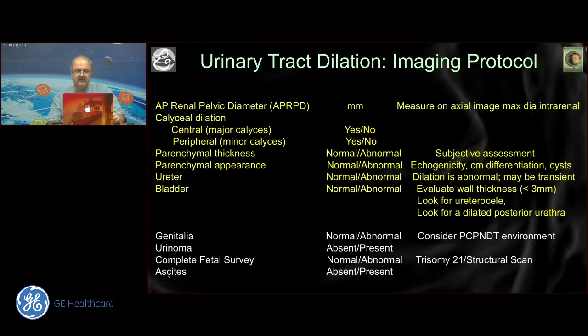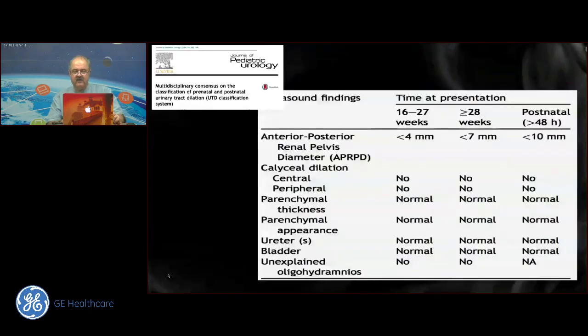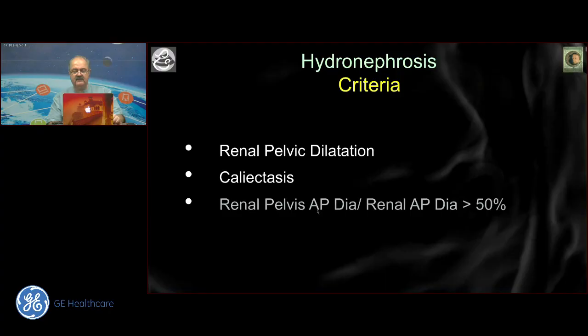So what do we use now in terms of the classification? We divide the fetus into whether it's less than 27 weeks old or it's 28 weeks or more. Normal is less than 4 millimeters up to 27 weeks, and less than 7 millimeters after 28 weeks. And then of course the rest as I explained. And in the postnatal period we use 10 millimeters as a cutoff. Remember that we used to use an older additional criterion, which is renal pelvis AP diameter divided by renal AP diameter, and if that was more than 50%, we don't use that anymore.